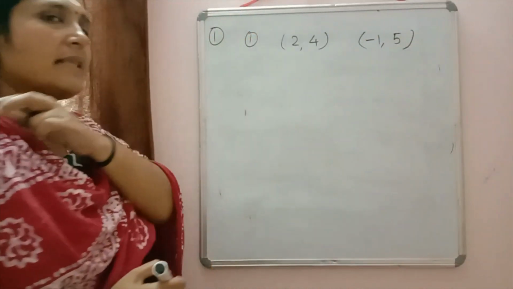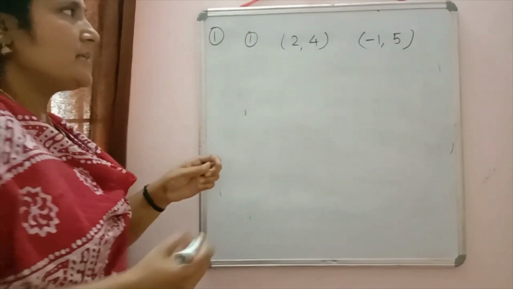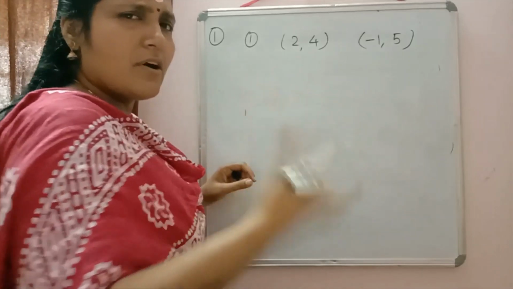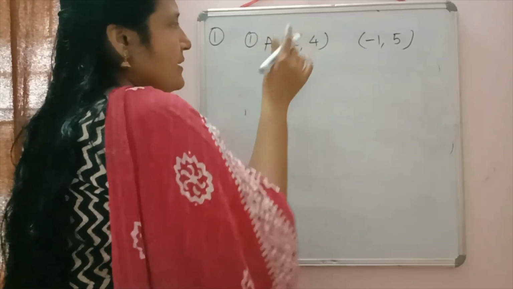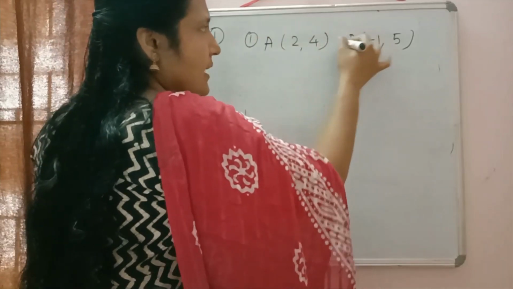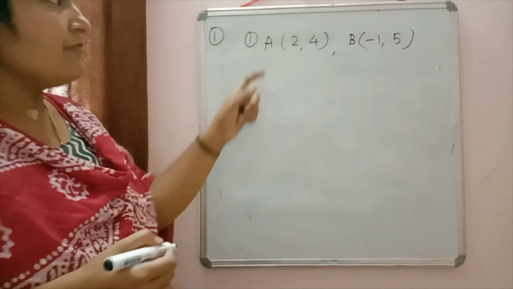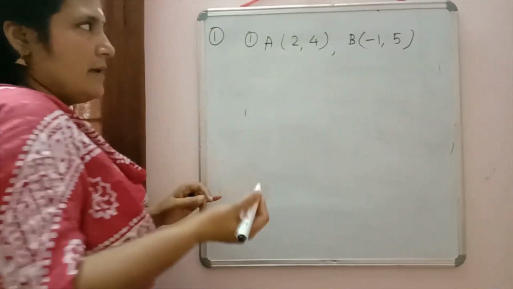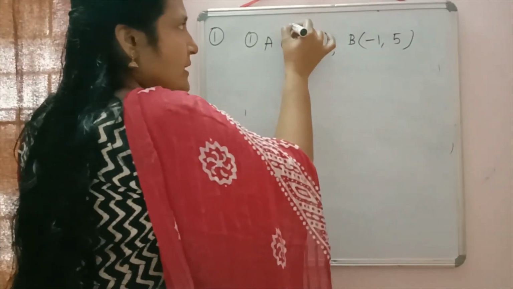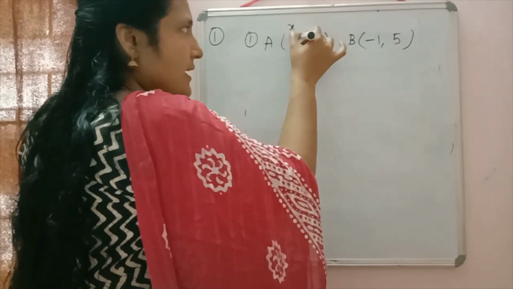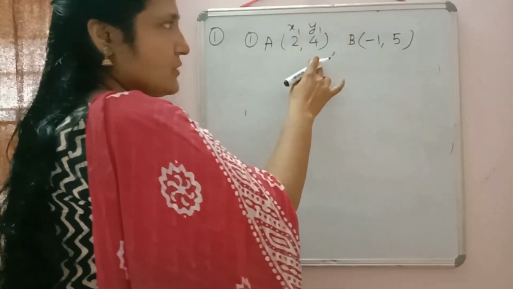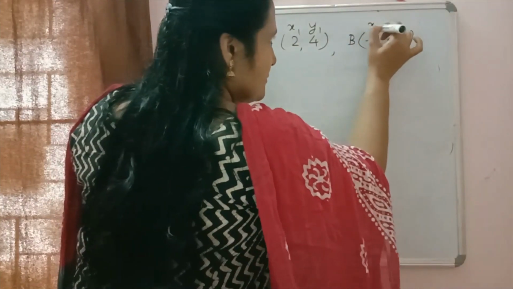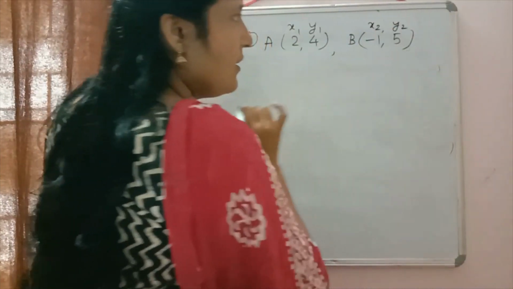And since they haven't mentioned the names, we can mention any name. Whatever, it's your choice only. A, B, C, D, anything you want. So I am writing this coordinate as A and this one I am taking as B. So we have to find AB. And whenever we know the coordinates, the first one is denoted by x coordinate and the second one is y coordinate. So this one I am taking as x1 comma y1 and this as x2 comma y2.